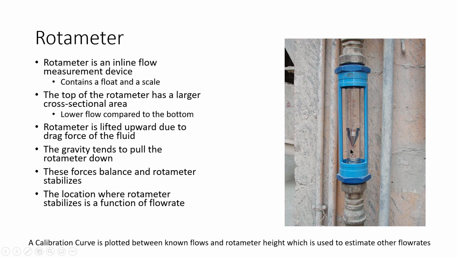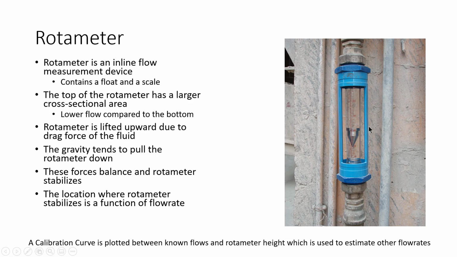It pushes this float up due to the drag forces of the fluid, and then the gravity tends to push that float down. And if you also notice, the cross-sectional area up here is much larger than the cross-sectional area here, so there is a differential velocity which causes that drag force, and there is, at some point, the drag force is balanced out by gravity, and the rotameter settles.